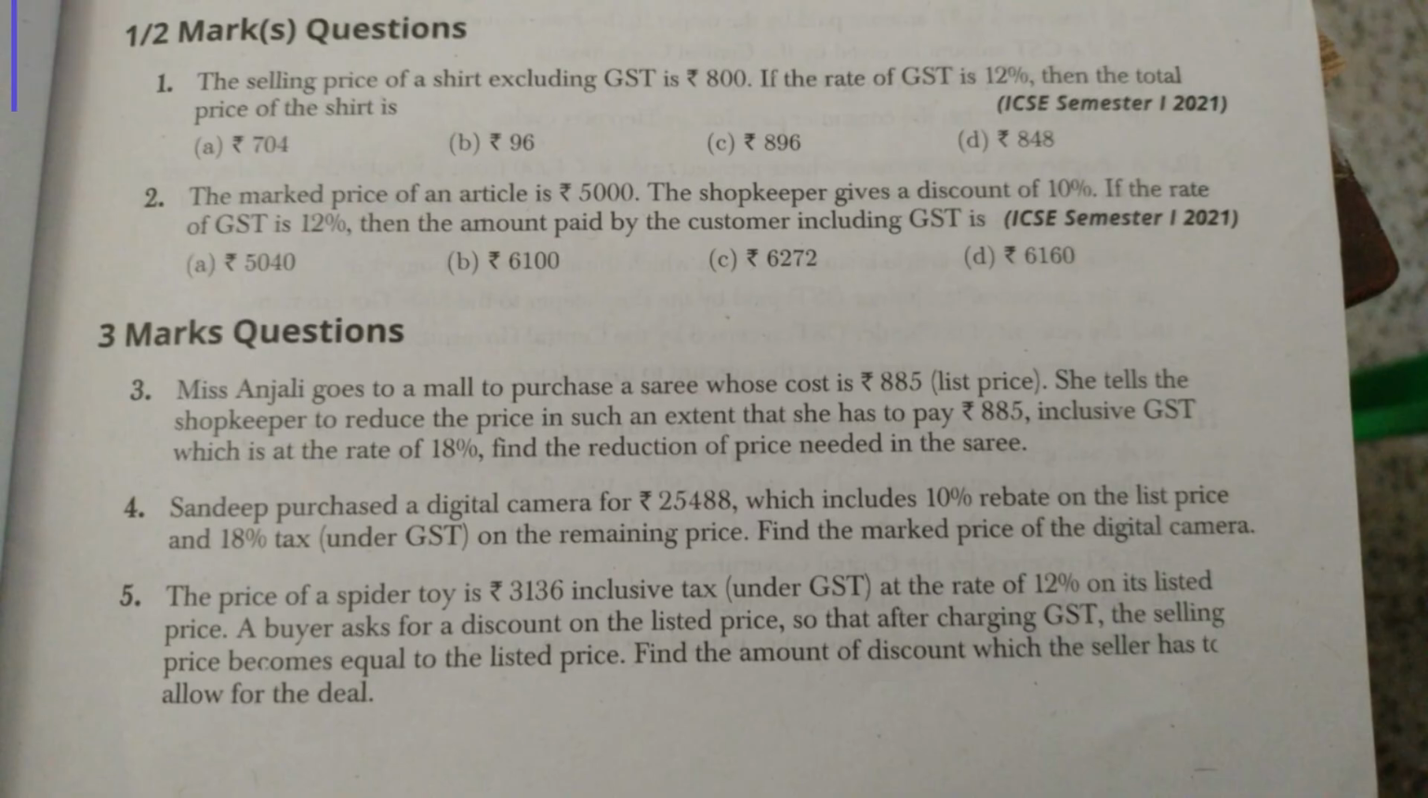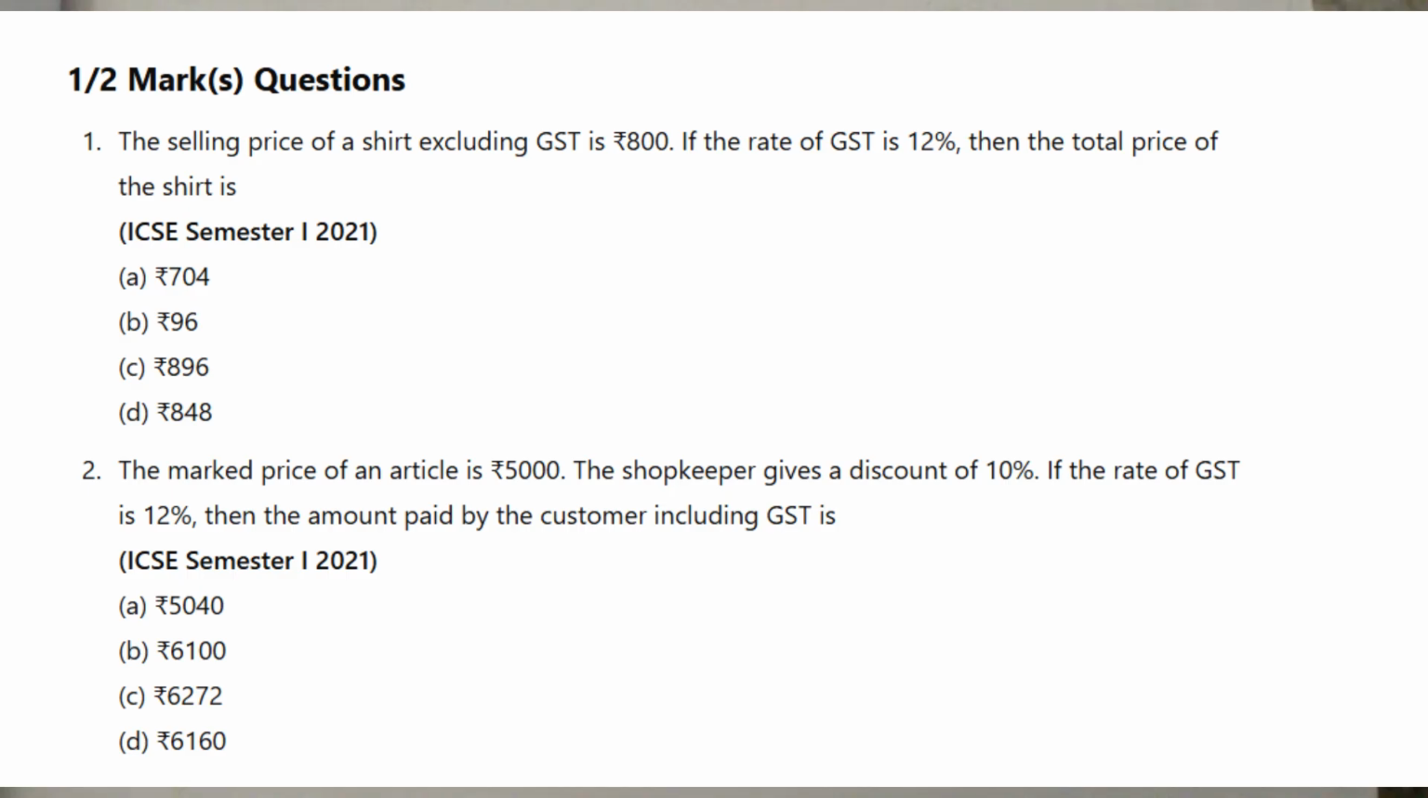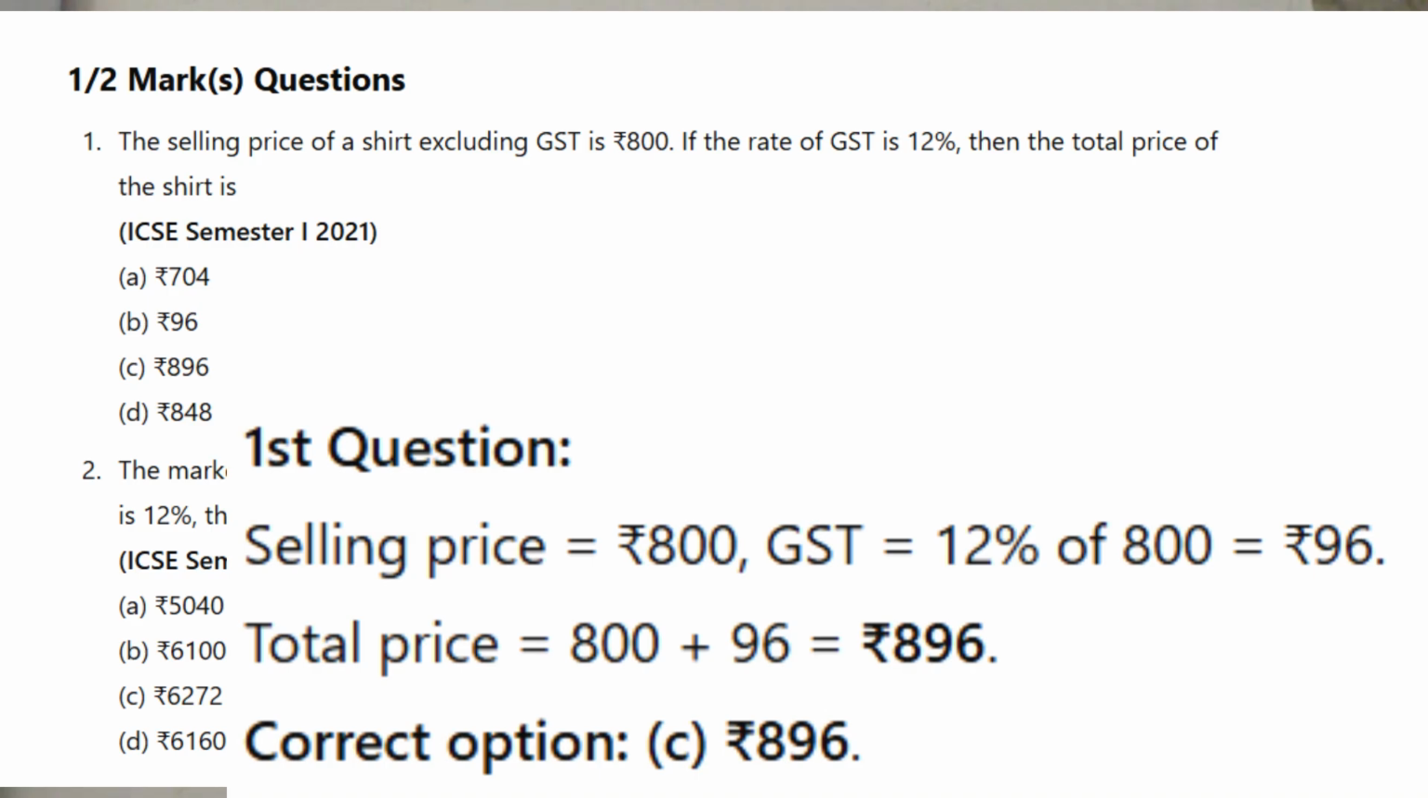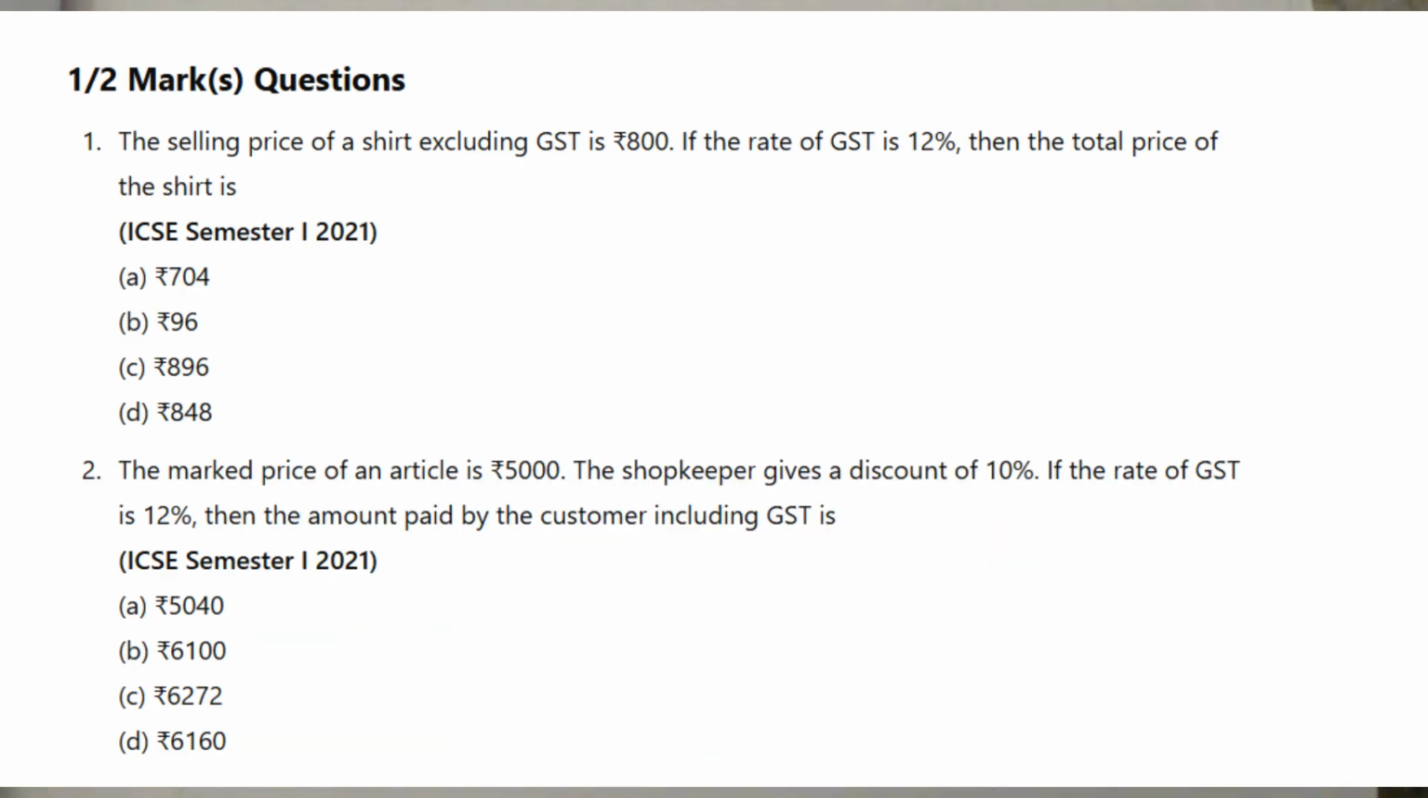Now move to next question. Pause the video and try solving it yourself. Now, let's go through the solution. In the first question, GST is given as 12% and the selling price is 800. So, GST is 12% of 800, which equals 96. The total price of the shirt is the selling price plus GST, which is 800 plus 96, giving a final amount of 896. So, the correct option is C, 896.